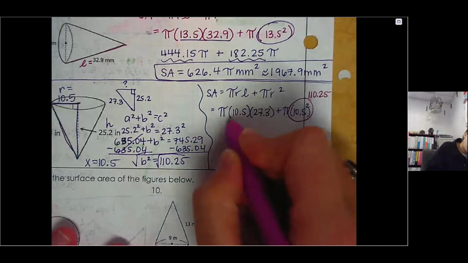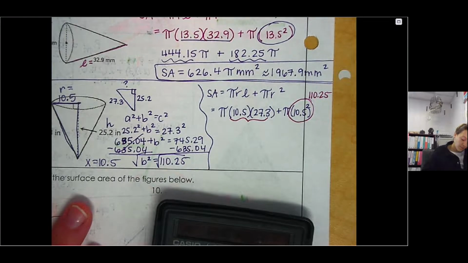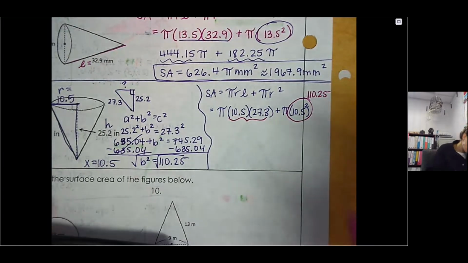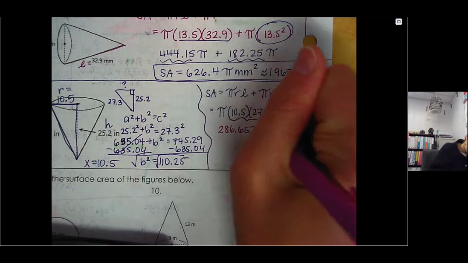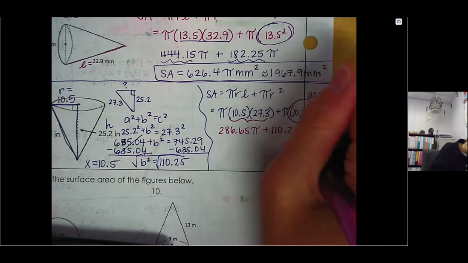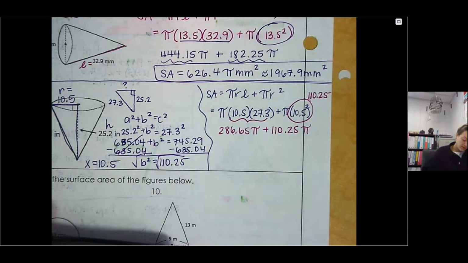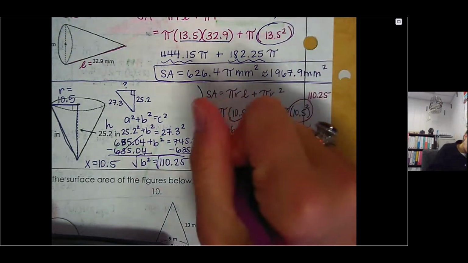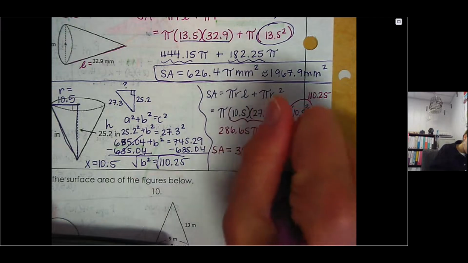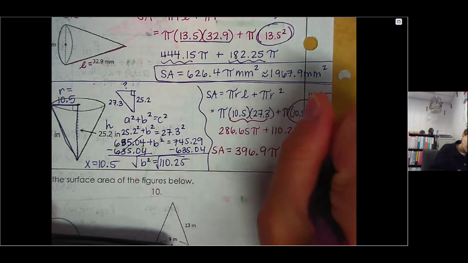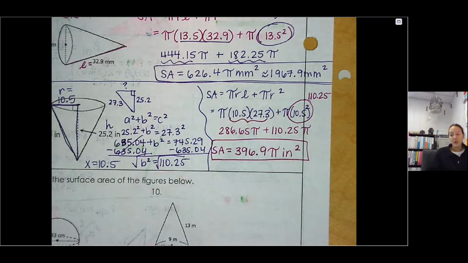And then I'm going to do it so that I have an exact answer. I'm going to multiply 10.5 times 27.3. I get 286.65 pi plus 110.25 pi. Okay, last step is add those two numbers together. And I get my surface area. My exact answer is 396.9 pi inches squared. And if you want to multiply to get an answer, you could.